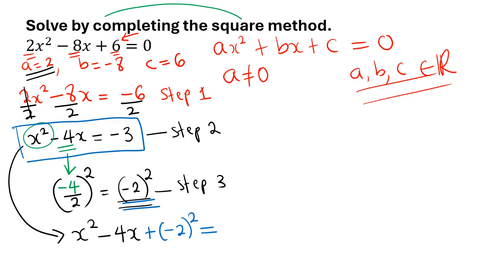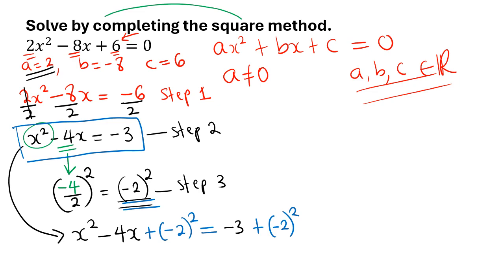We're going to now add in this negative 2 squared on both sides. So I had negative 3 before, but now I'm going to add in positive of negative 2 squared. So what I mean by that is add, okay? All right, so this is what we're getting.